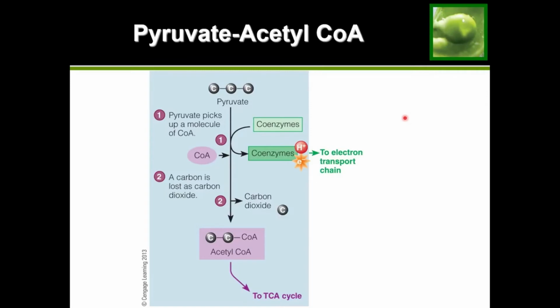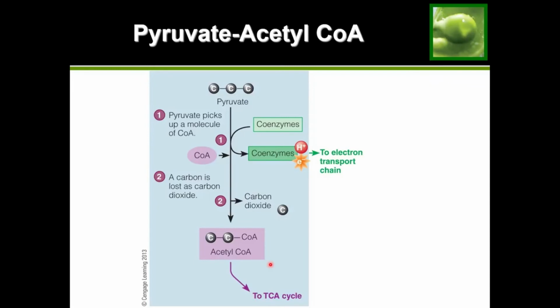Instead, what's going to happen is, again, pyruvate is made out of 3 carbons. In the aerobic pathway, one of the carbons is going to be removed off of pyruvate, and the remaining 2 carbons are going to attach to a coenzyme called coenzyme A. And the structure that we end up with is the 2 carbons from pyruvate with coenzyme A attached. This structure over here is what we call acetyl-CoA.